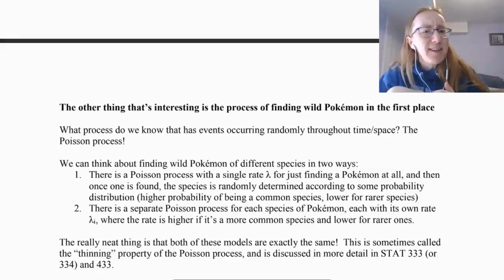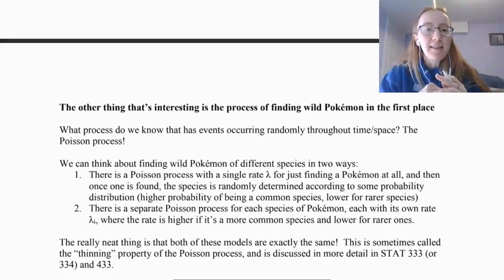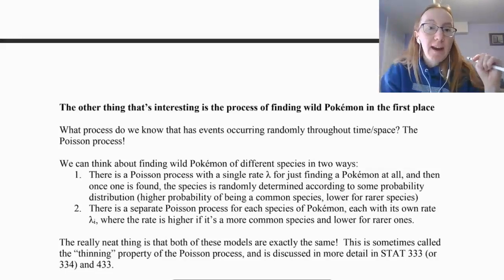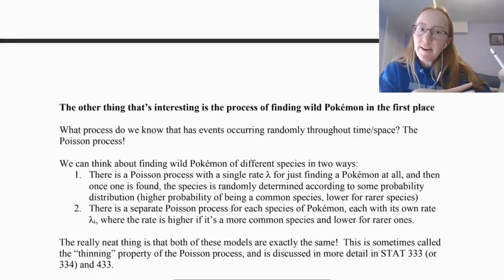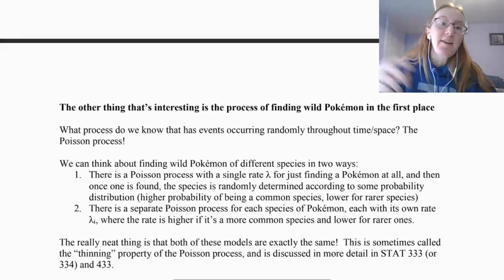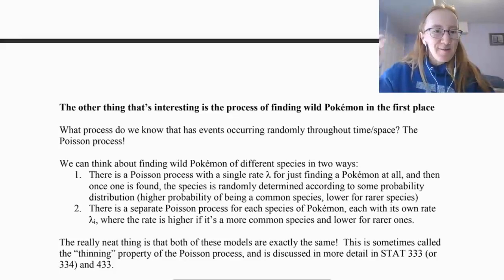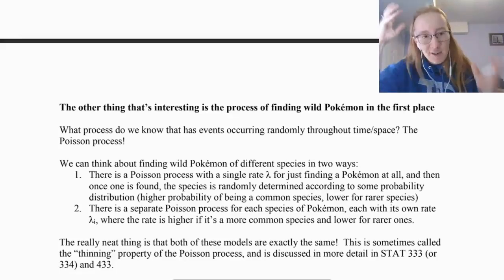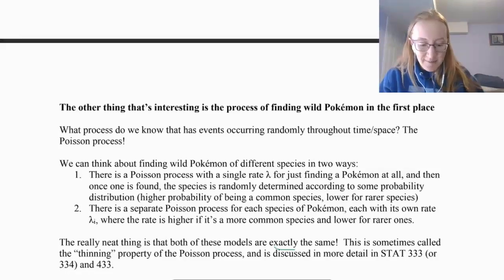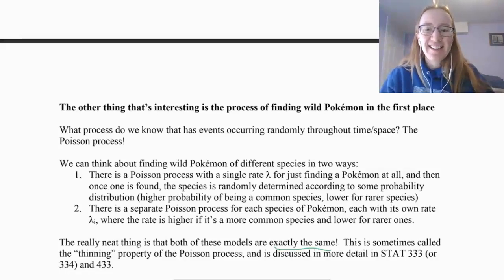But the other way of thinking about it is imagining that there are multiple Poisson processes, one for each species of Pokemon, and each one is going to have its own rate. The ones with rarer species are going to have lower rates, and the species that are more common are going to have higher rates. And the really cool thing is that both of these situations are mathematically and probabilistically exactly the same. It's just so neat. It's sometimes called the thinning property of the Poisson process.